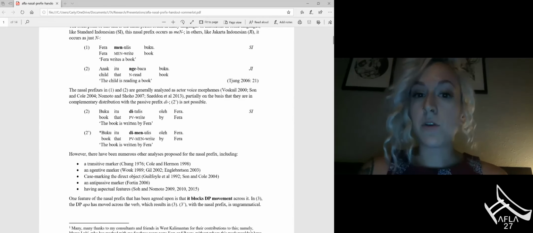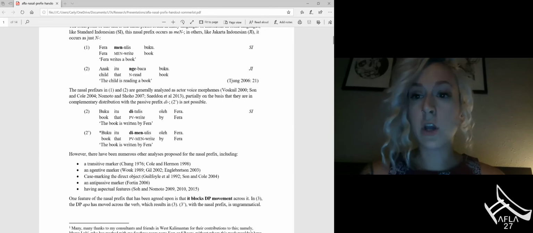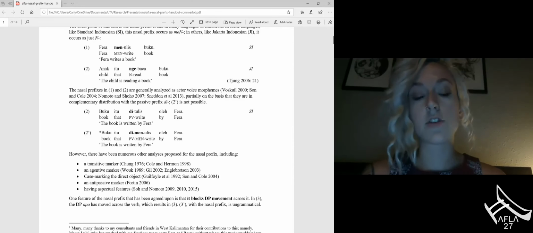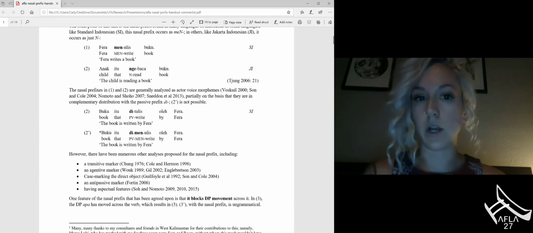These nasal prefixes are generally analyzed as actor voice morphemes, partially on the basis that they are in complementary distribution with the passive prefix D. So trying to use the nasal prefix in any of these D passives is ungrammatical, as we see in 2 prime.